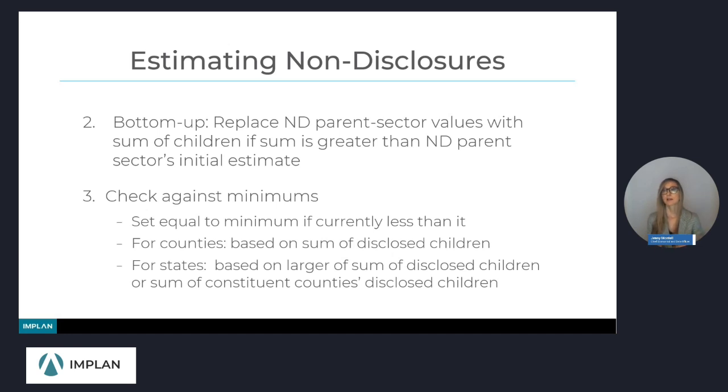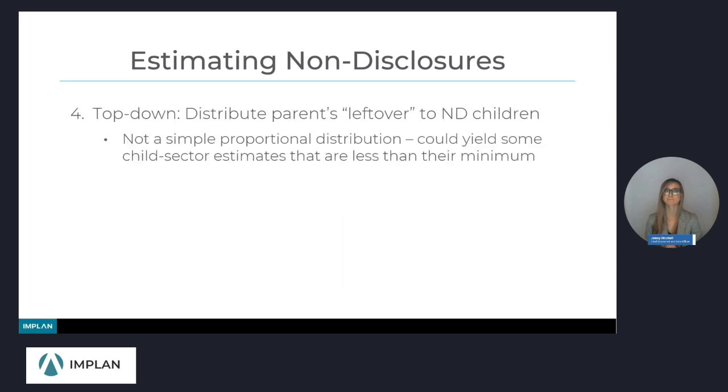Now for states, there are two different things we have to look at for minimums. The sum of their own disclosed children, but also the sum of the constituent counties' disclosed children in that state, because a state value can't be less than its counties' values, right? So we calculate these two different minimums, and whichever minimum is bigger, we know that the state value has to be at least that. Okay, so we'll check against minimums. We'll boost things up if we need to.